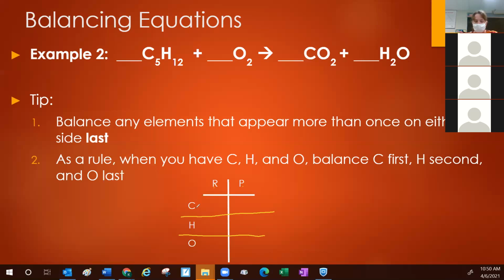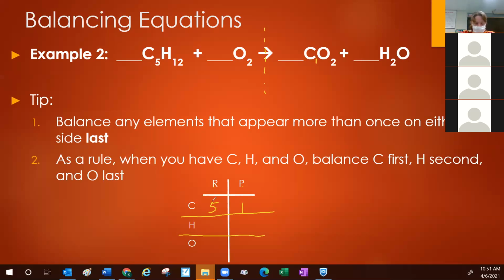We go to carbon, we look on the reactant side, the left side of the arrow. I'm just going to draw a line here. And there are 5 carbons because that 5 tells me there's 5 carbons. I go to the right side of the arrow and I see that there is only 1 carbon over here. Remember that that has an assumed subscript of 1. So right away, we have a problem. They are not equal. So we need to make them equal.